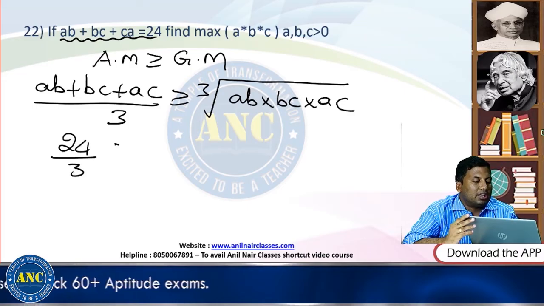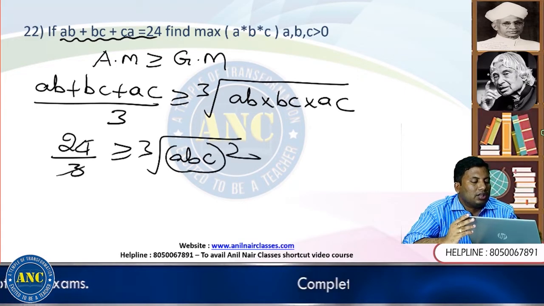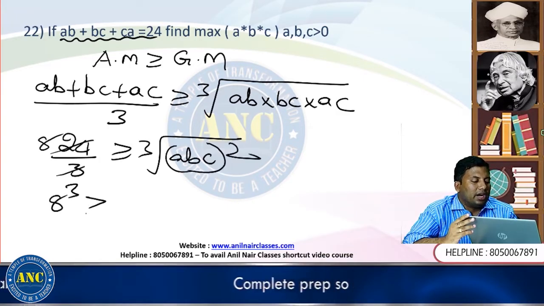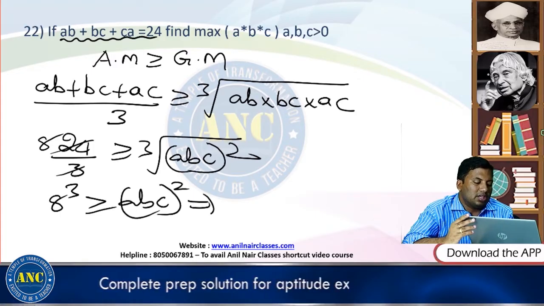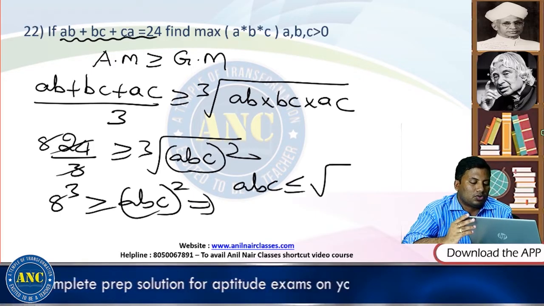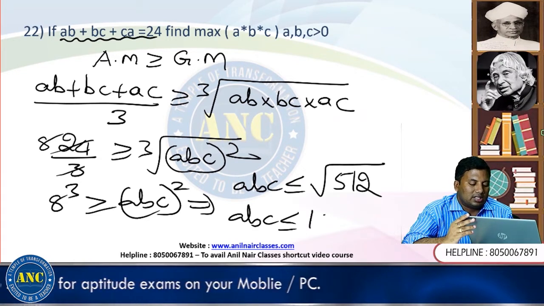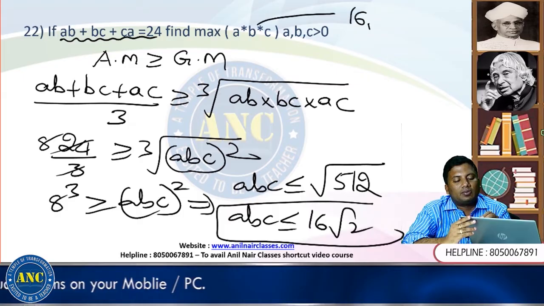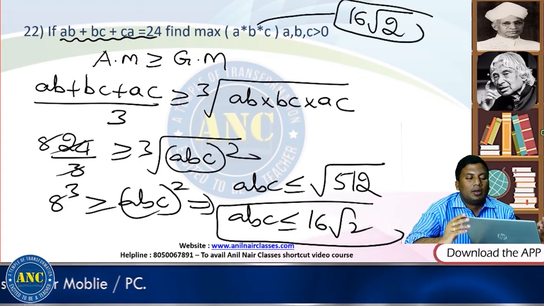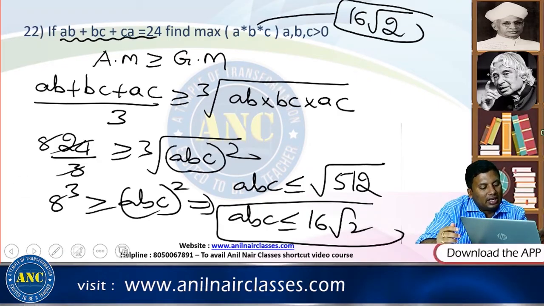24 by 3 greater than or equivalent to cube root of ABC whole square. This is 8. 8 cube greater than or equivalent to ABC whole square. So ABC is less than or equivalent to square root of 512, which is nothing but ABC less than or equivalent to 16 root 2. Less than or equivalent to means maximum value is 16 root 2. I hope it is clear.